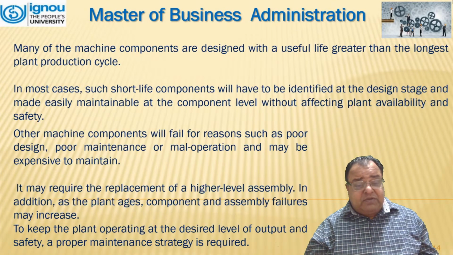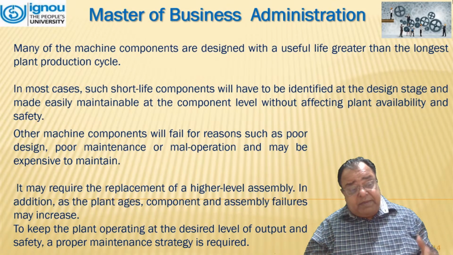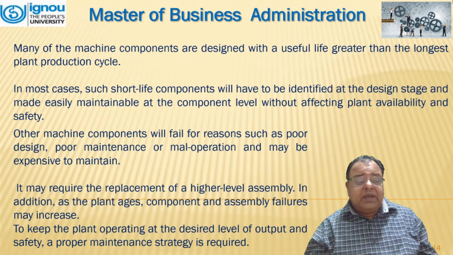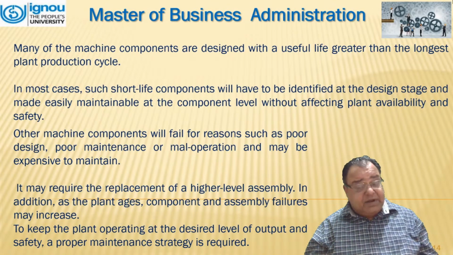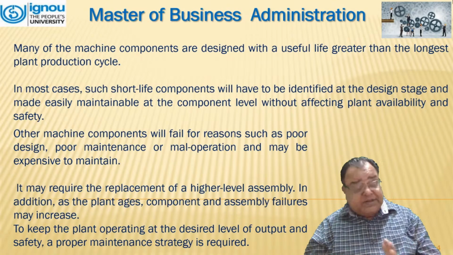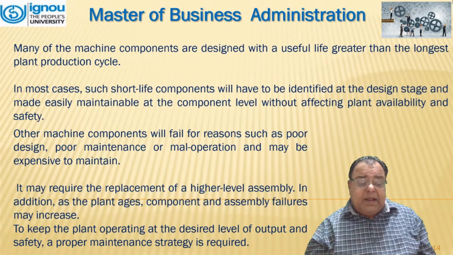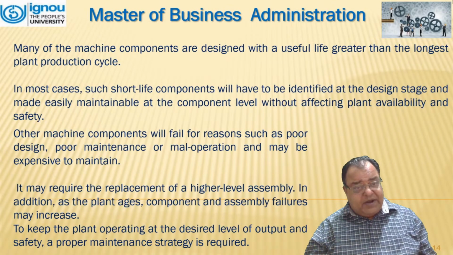Other machine components will fail for reasons such as poor design, poor maintenance, or maloperation and may be expensive to maintain. The reason can be anything. It may require the replacement of a higher level assembly. In addition, as the plant ages, component and assembly failures may increase. To keep the plant operating at the desired level of output and safety, a proper maintenance strategy is required.